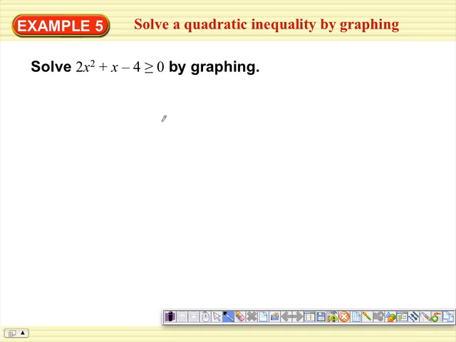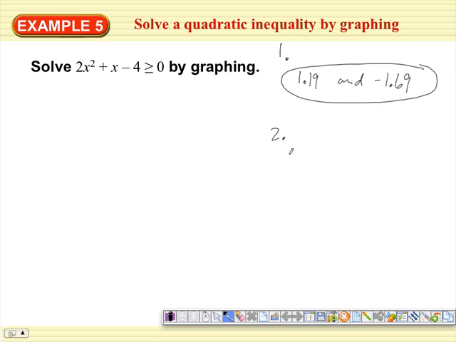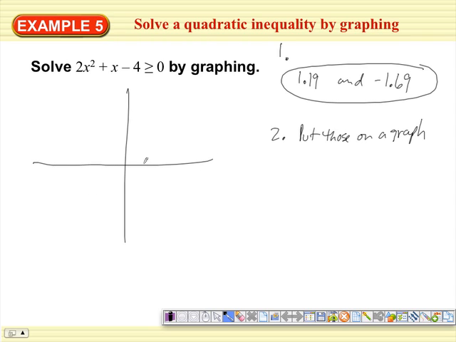Here we go. So, number 1, I wrote it down, find the zeros. They were 1.19 and what? 0.69. Okay, those are my 2 zeros. Step number 2, put those zeros on a graph. So put those on a graph. So everybody draw a normal graph. Space it out a little bit. 1, 2, 3, 4. 1, 2, 3, 4.